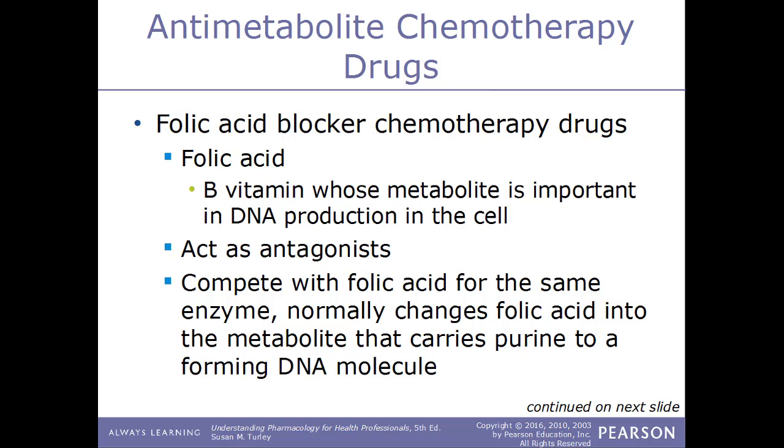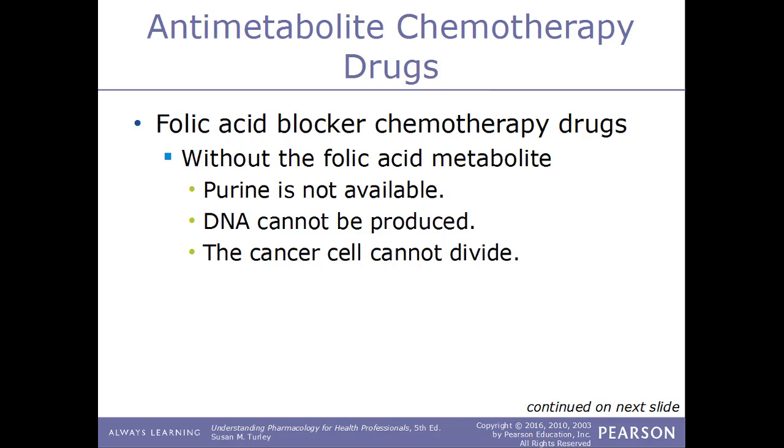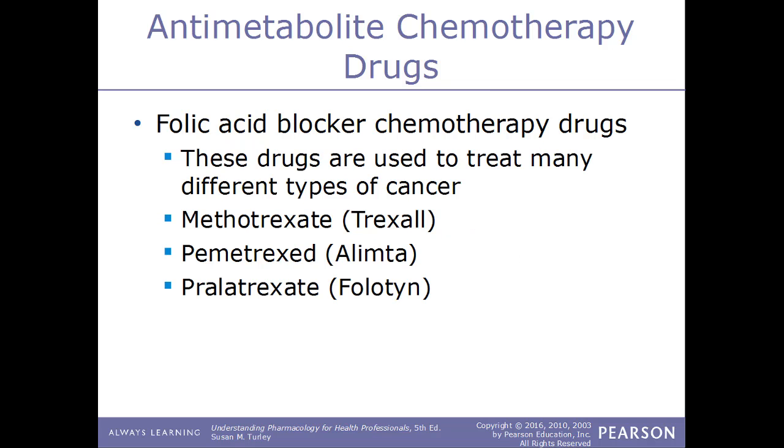Another type of antimetabolite drugs are the folic acid blockers. Now, folic acid is a B vitamin whose metabolite is important in the production of DNA within a cell. And these blockers act as antagonists because they will compete with folic acid for the same enzyme. And this enzyme will normally change folic acid into the metabolite that helps to deliver purine when forming the DNA molecule. So without that folic acid metabolite being made, purine isn't available. Purine isn't available, DNA can't be produced, and therefore cancer cells can't divide. And these kinds of drugs are used to treat many different kinds of cancers.